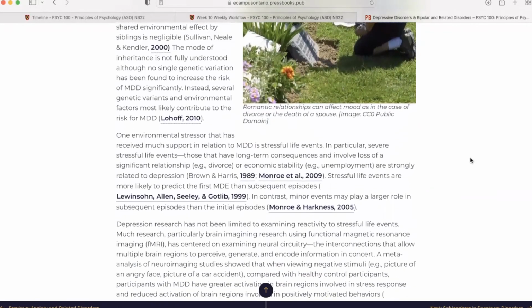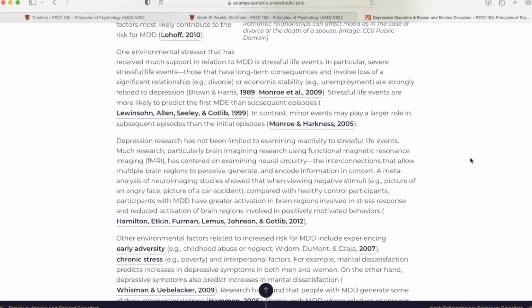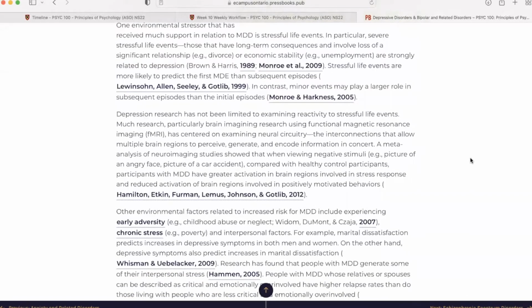One environmental stressor that has received much support in relation to MDD is stressful life events. In particular, severe stressful life events, those that have long-term consequences and involve loss of significant relationship, for example, divorce, or economic stability, for example, unemployment, are strongly related to depression. Stressful life events are more likely to predict the first MDE than subsequent episodes. In contrast, minor events may play a larger role in subsequent episodes than the initial episodes.